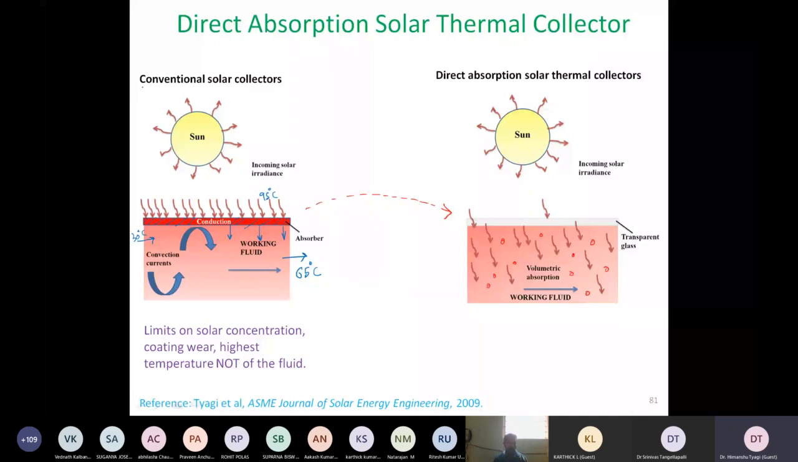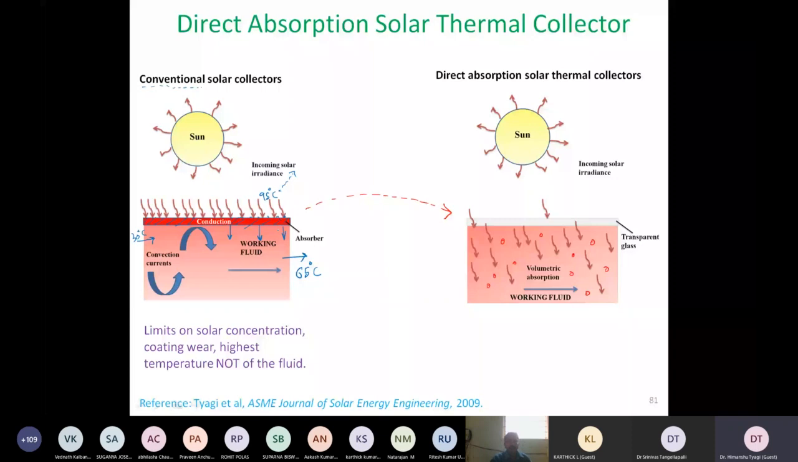But there are certain limitations over here. The first limitation is on the solar concentration. If the concentration starts becoming higher and higher, this temperature goes up, which is good from a thermodynamics point of view, but from a material point of view, it is not very good, because the black coating on the top that we have put is going to deteriorate as a function of the highest temperature. So it is itself having very high temperature.